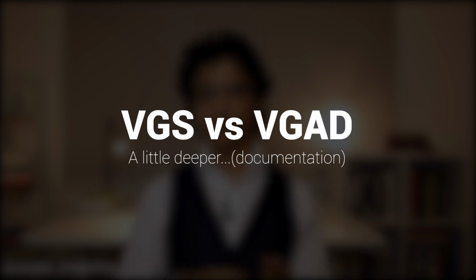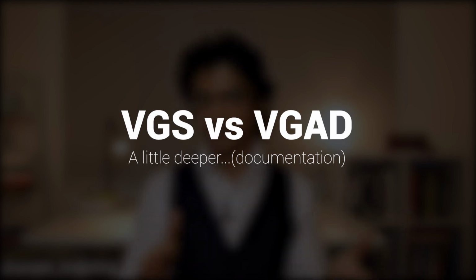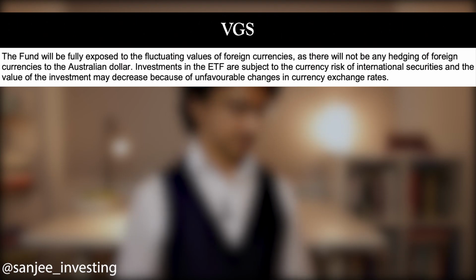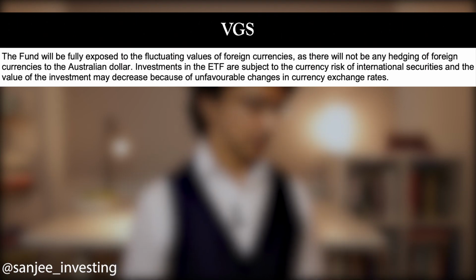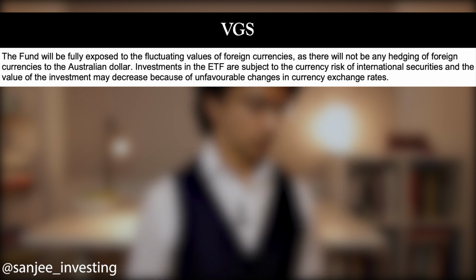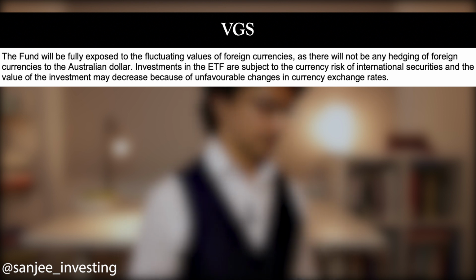And this is where you can go into a bit of the documentation that you technically should be reading, the PDS, when it comes to Vanguard's VGS or VGAD products. They're actually the same PDS, but they've just separated out the segments. And let me just call out something that's in VGS in one of the descriptions for it, where they basically say, the fund will be fully exposed to the fluctuating values of foreign currencies, as there will not be any hedging of foreign currencies to the Australian dollar.